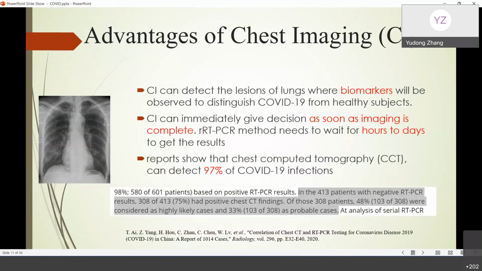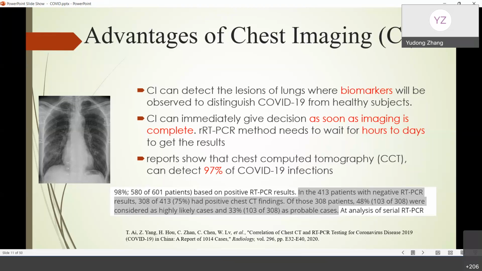There are even some important disadvantages of the viral test. Please see the bottom of this slide, which shows one research study. It says that among 413 patients with negative RT-PCR results, 308 out of 413, about 75%, had positive chest CT findings. What does this mean? This means that the PCR method may miss positive patients. Someone has COVID-19, but the viral test just shows negative. If you put all those patients into a CT scan, the CT scan will show positive evidence. The patients are already affected by COVID-19.